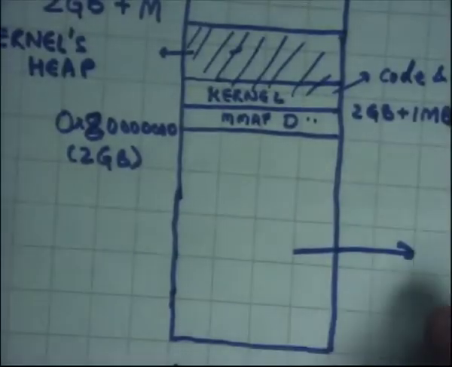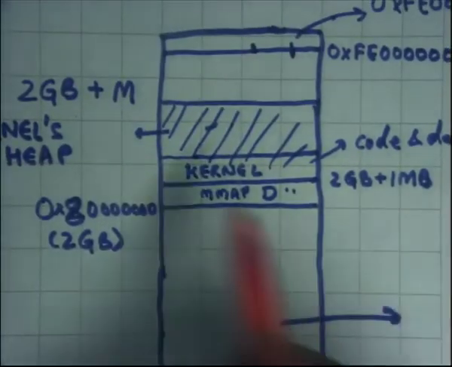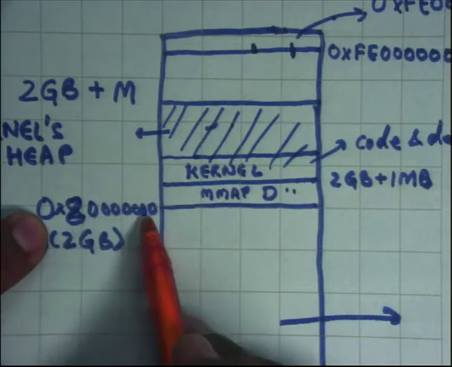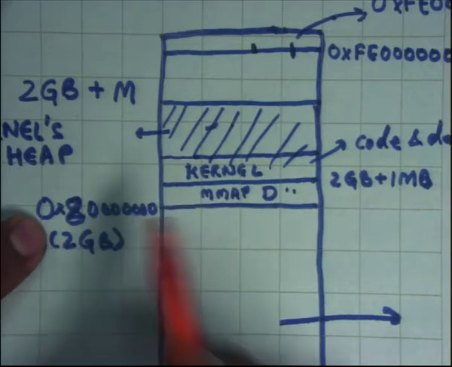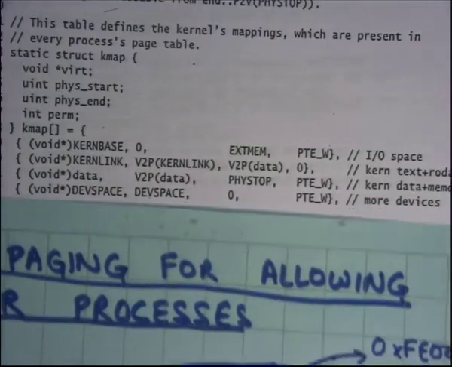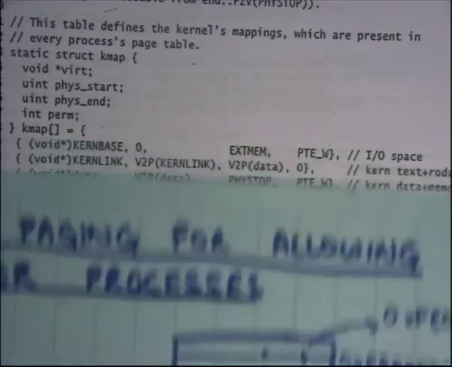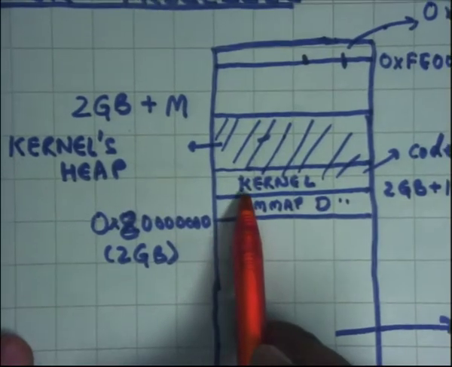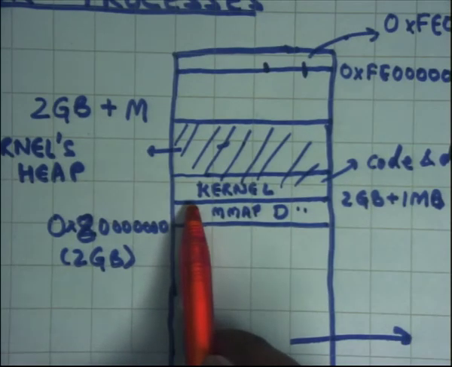So for example, what we want to do is say that 0x, this kern base 2 GB value, so the 2 GB value to 2 GB plus 1 MB should be mapped to 2 GB plus 1 MB with all privileges: read, write, execute.